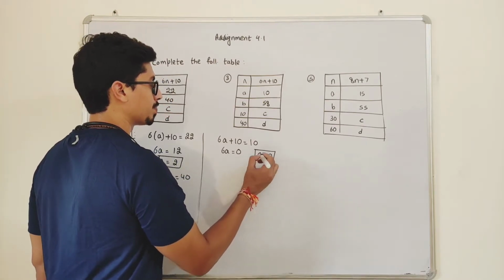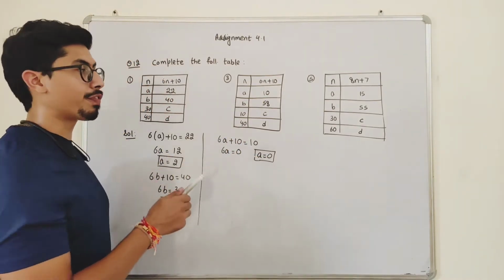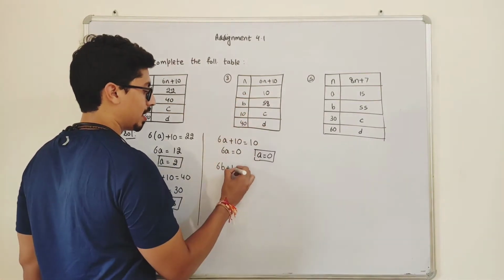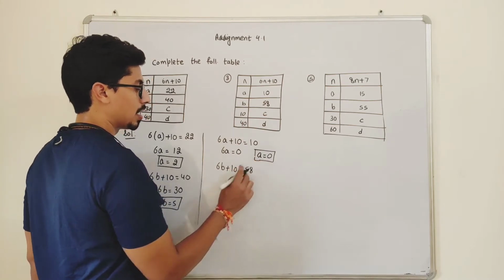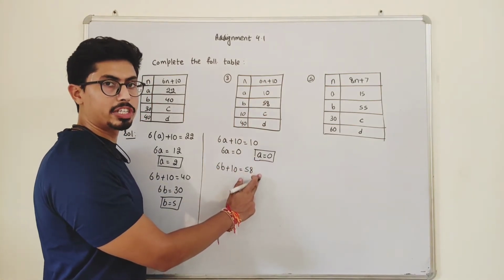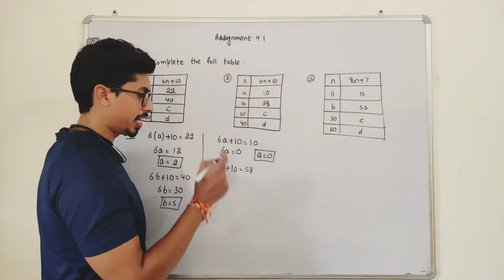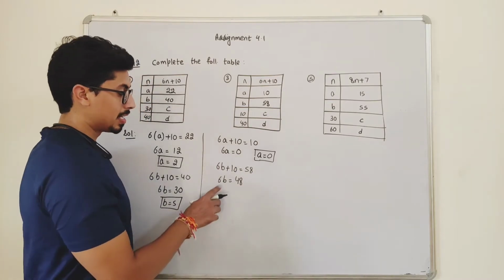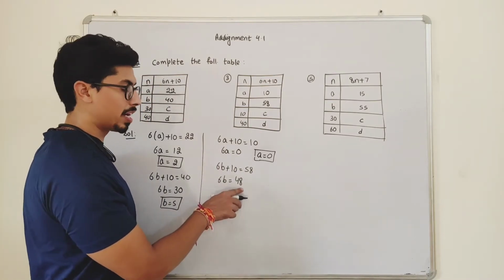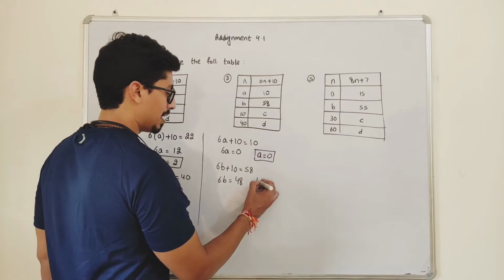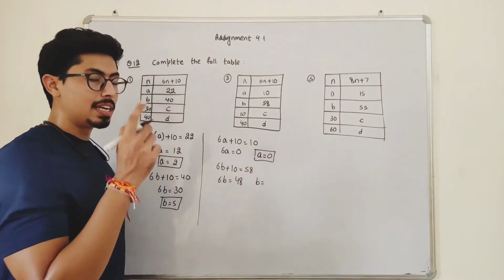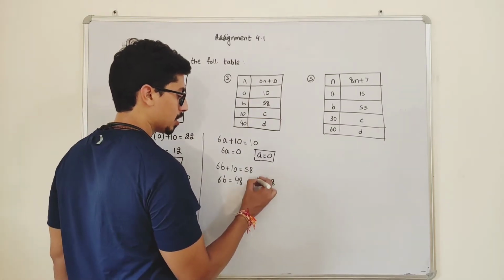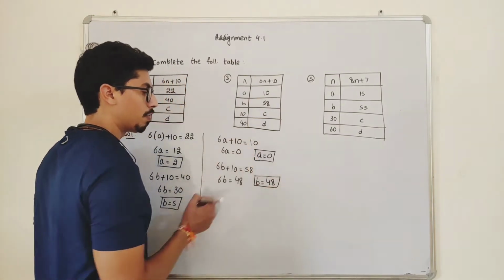Now take this b in place of n. So 6b plus 10 is equal to 58. 10 is in addition, when it goes here it will be subtraction. So 58 minus 10 will be 48. So 6b is equal to 48. 6 is in multiplication, when it goes here it will be in division. So b is equal to 48 divided by 6. 6 sevens are 42, 6 eights are 48. So the value of b is 8.